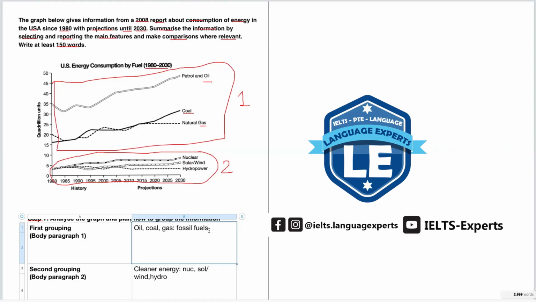And now I'm just going to make some notes so that I am prepared for my essay. And I want to know what I'm going to write because I have to report on the main features and make relevant comparisons. So looking at petrol, oil, coal, and natural gas first, I want to look at what has been going on since 1980. And in general, for all of them, it looks like they have seen steady increases in energy consumption.